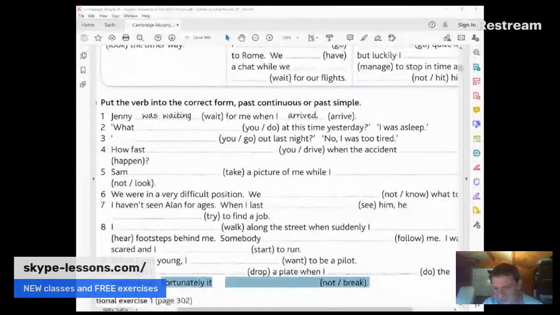Now, I hope that has helped everybody. I hope that makes the difference between past simple and past continuous really clear. And I'll put some exercises up on my website, of course, later today on the page on tenses.